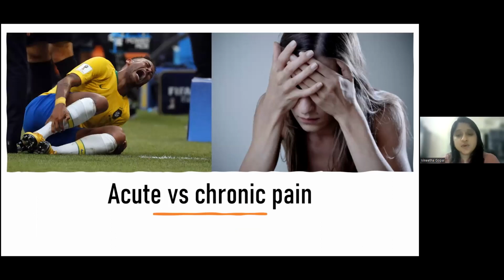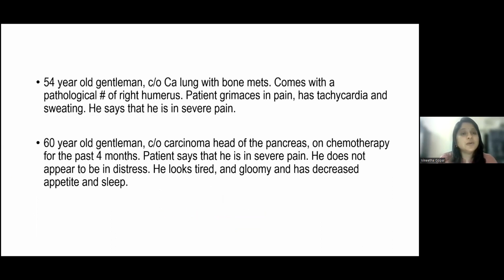Now, coming to acute versus chronic pain. So 54-year-old gentleman, a case of CA lung with bone mets. He comes with a pathological fracture of the right humerus. The patient grimaces in pain, has tachycardia and sweating. He says that he is in severe pain. Whereas we have another gentleman, 60-year-old gentleman, a case of carcinoma head of the pancreas on chemotherapy for the past 4 months. Patient says that he is in severe pain, but he does not appear to be in distress. He looks tired, gloomy, and has decreased appetite and sleep.